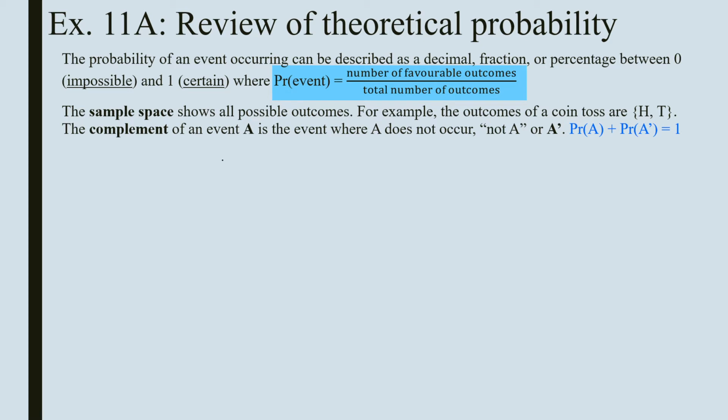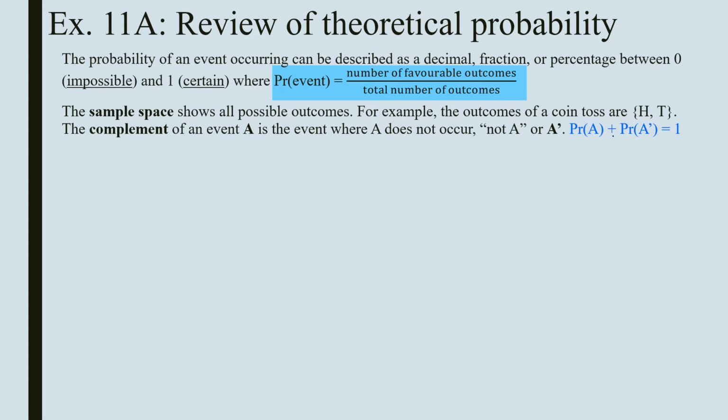The complement of an event A is the event where A does not occur. So the complement of tossing a head is tossing a tail. So you're either going to flip a coin and land on heads, or you're going to flip a coin and land on tails. So those two complement each other.